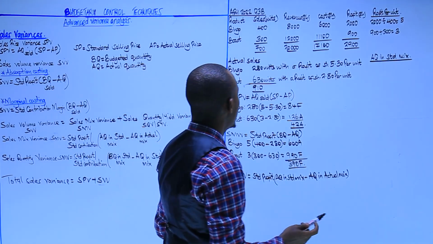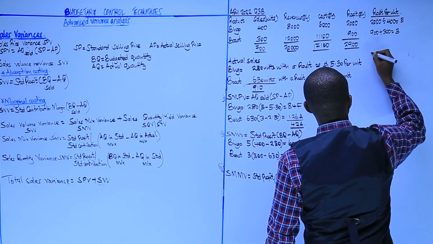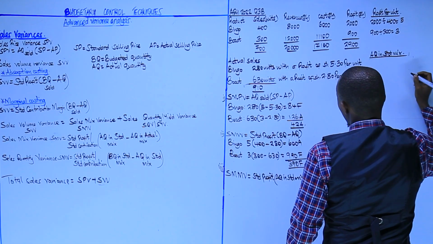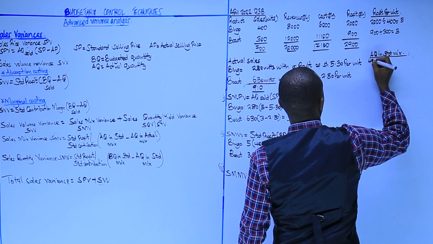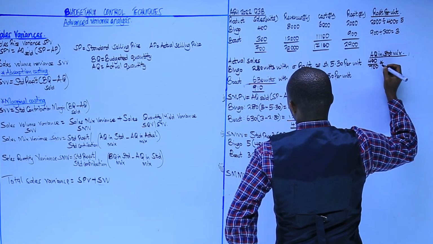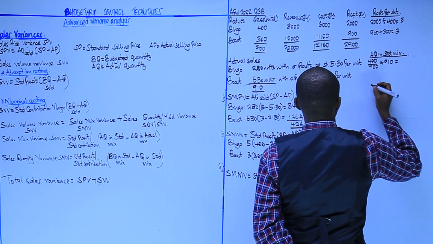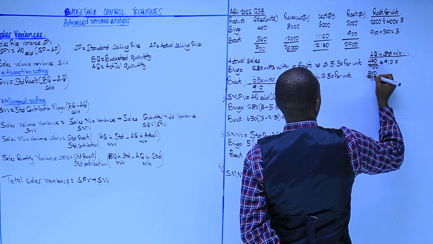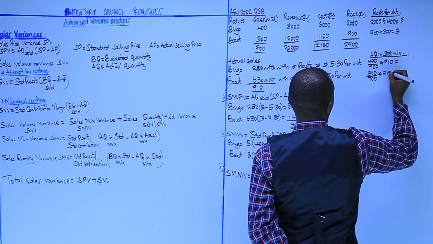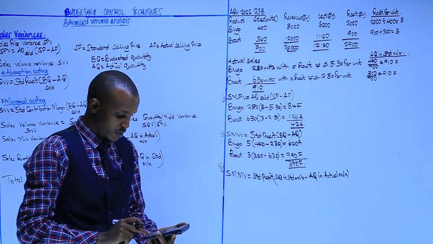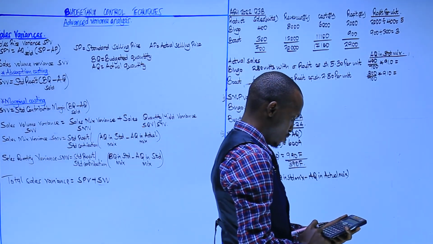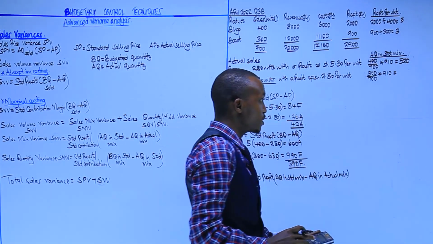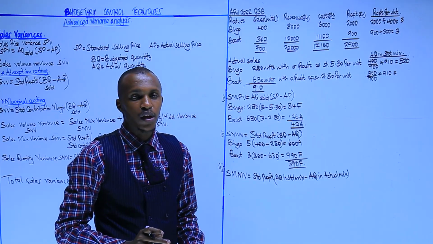Okay, so for bingo, you're going to take 400 over 700 times 910, and for boost, 300 over 700 times 910. 520 is your actual quantity in standard mix for bingo, and 390 for boost.